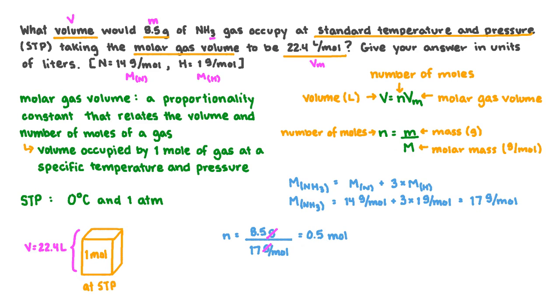0.5 moles. Now that we know the number of moles and the molar gas volume, we are ready to solve for the volume. We substitute the value we determined for the number of moles and the molar gas volume given in the question into the equation. We perform the calculation and determine the volume to be 11.2 liters.